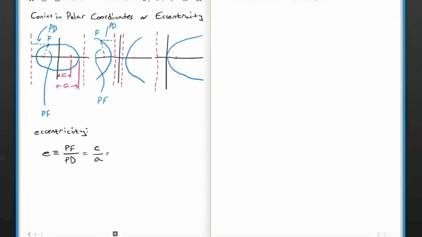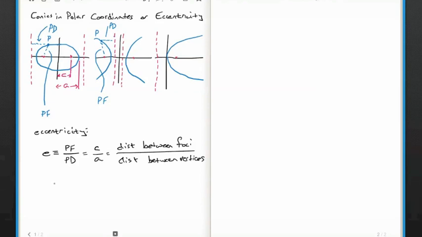And that's also the distance between the foci, one focus, two foci, over the distance between vertices. Okay, and that's called the eccentricity.